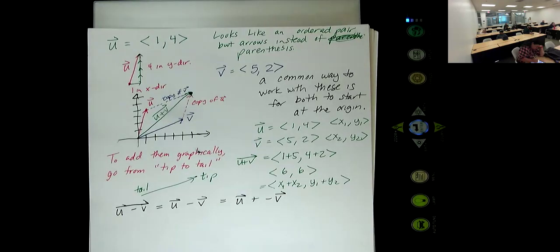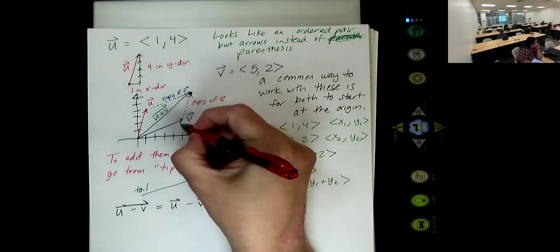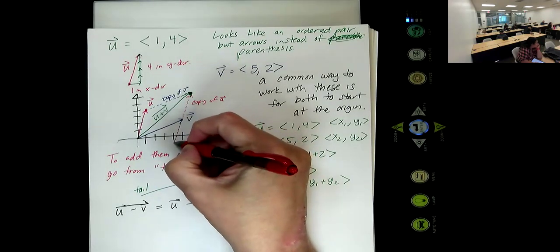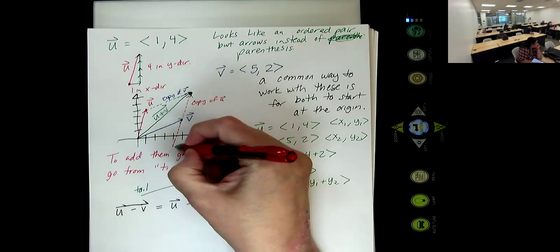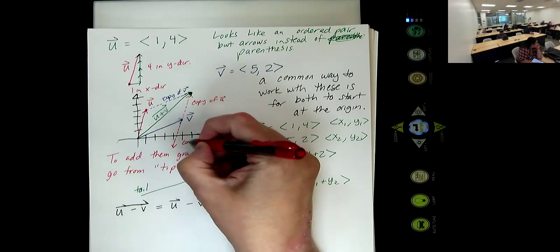Now, before I go to the numbers, because the numbers kind of are going to show us where the arrow ends up, to do this graphically, do the copy thing like I did when I was adding it, and then make it point the other direction with the same length. And say this is a copy of negative u.